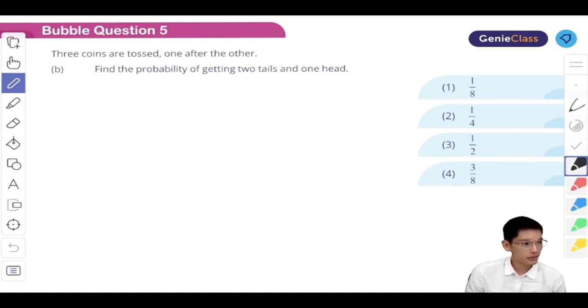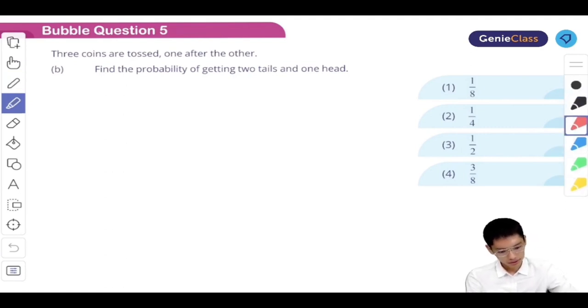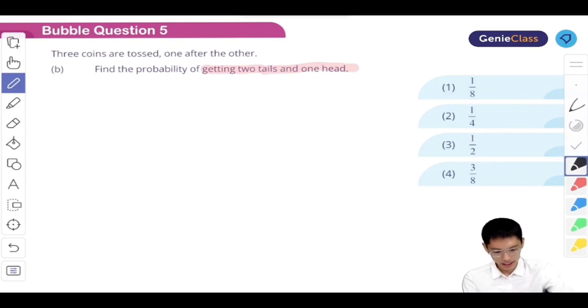Okay, so think of this carefully. Do not rush it out. Some of you are falling into the trap. Getting 2 tails and 1 head. Okay, so I want 2 tails and 1 head. So what are the different ways which I can get? So 2 tails and 1 head.